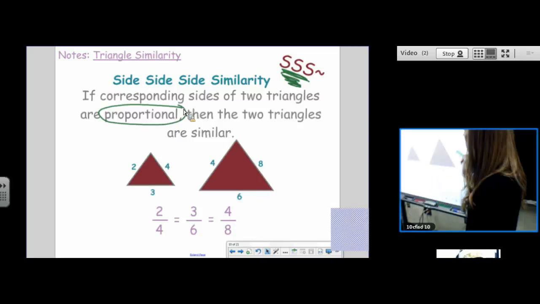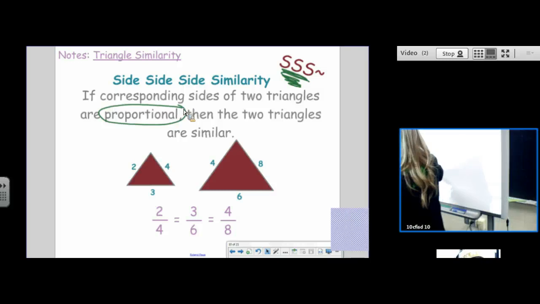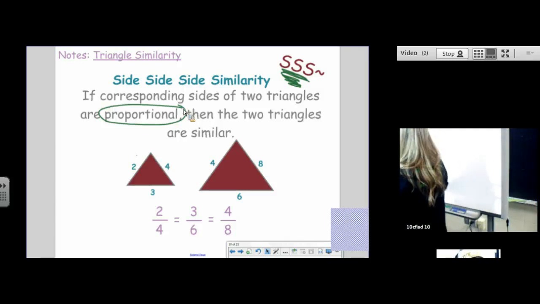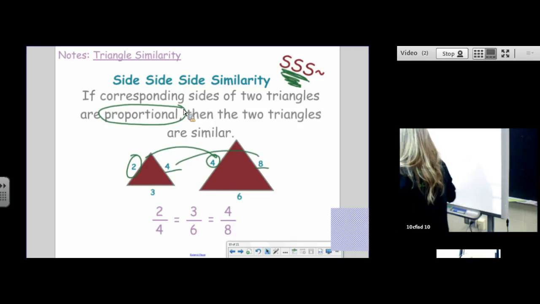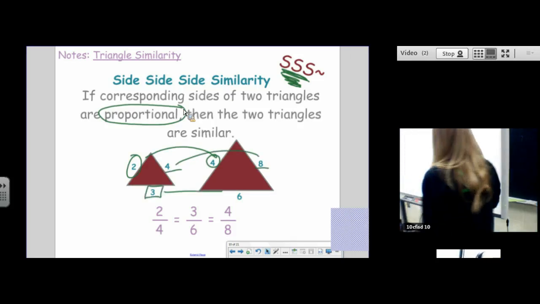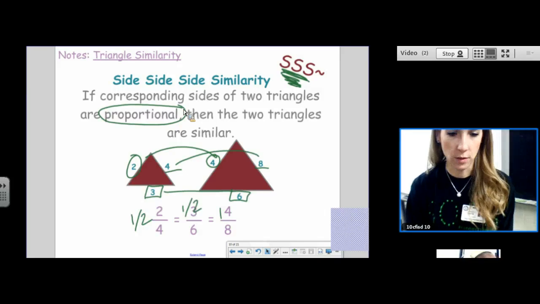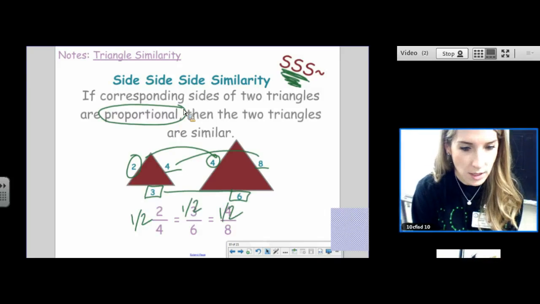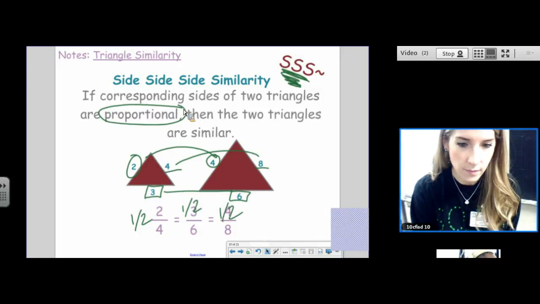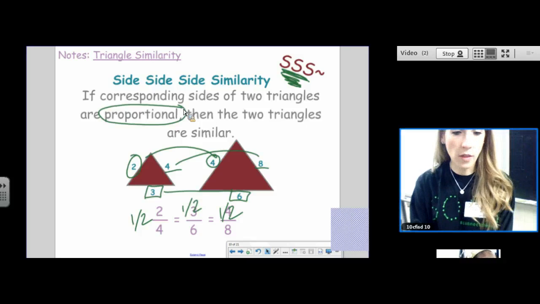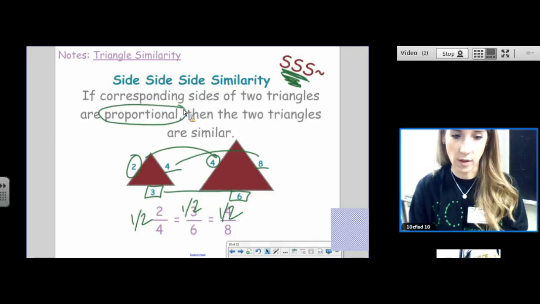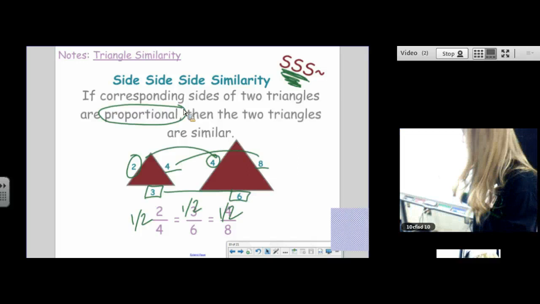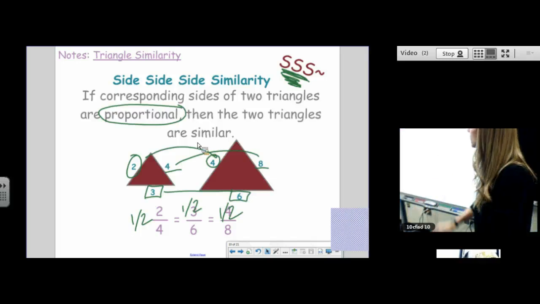Can I move on? So we're going to say 2 is to 4 as 4 is to 8 as 3 is to 6. Since all of these reduce to 1/2, then we know our sides are proportional. Do they have to give you all the sides? Yes, they would have to give you all the sides or give you a way to find the missing sides if you don't have all the sides. For this postulate, at least.